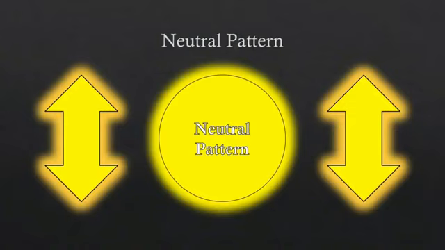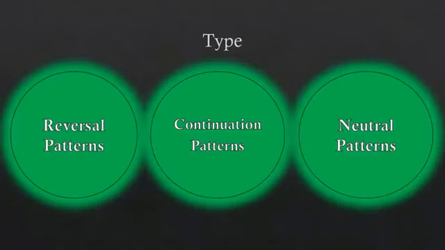In summary, reversal patterns indicate that the price will change direction, and continuation patterns indicate that the price will continue its current direction. Both reversal and continuation patterns can either be bullish or bearish. Neutral patterns indicate that the price has stopped momentarily. And since neutral patterns don't indicate the future direction of the price, there is no such thing as bullish or bearish neutral patterns.